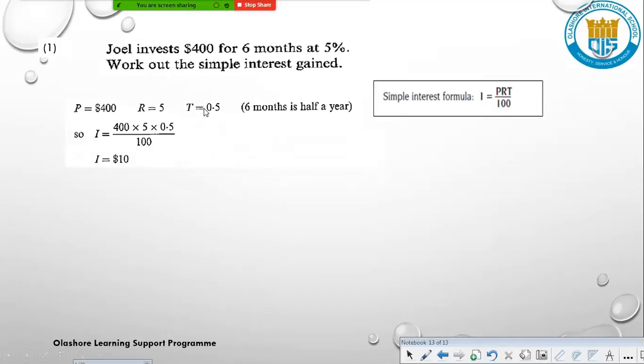So 6 months is 0.5, that's half of a year, 1 over 2 times 1. That's 0.5. So we have the interest to be 10. The interest there is 10. Okay, we also have to find the amount. That will be 400 plus 10, which is 410. In this case, we have to find interest gained.